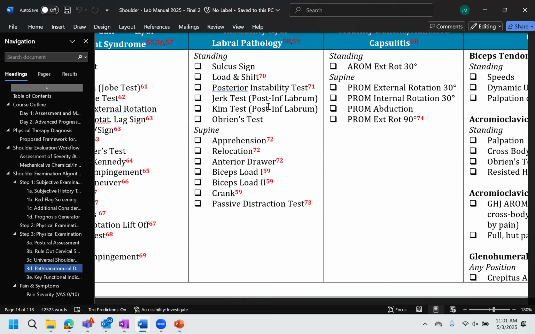And then you're looking at the force differential between the full can and the empty can position, and then also the side to side in combination with the provocation. It should be noted that this is also listed under your AC joint pathology. So usually the AC joint will be more symptomatic with the full can versus the empty can.